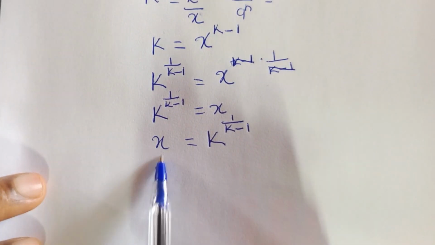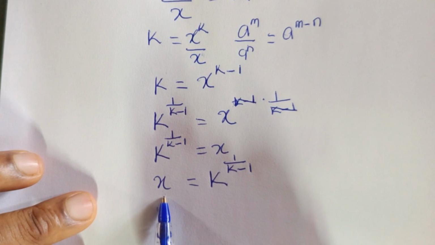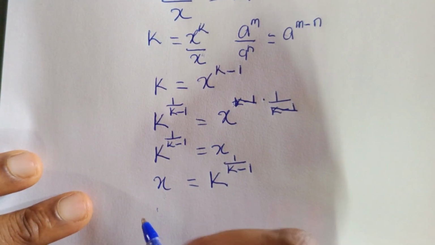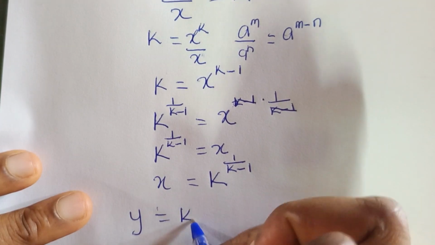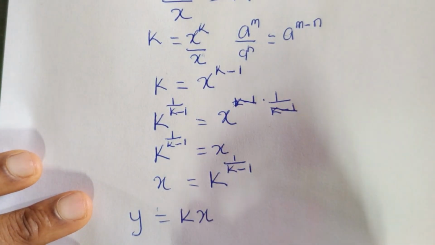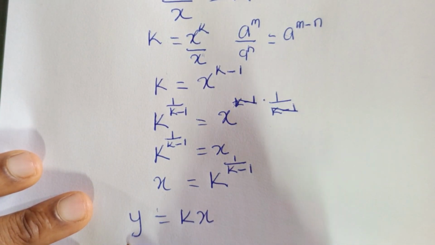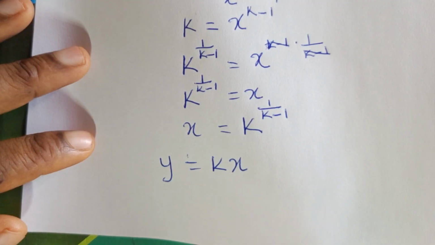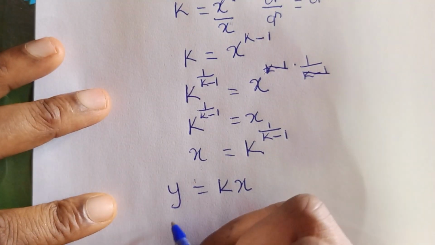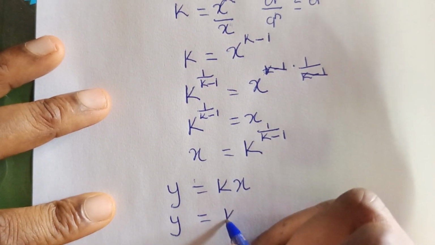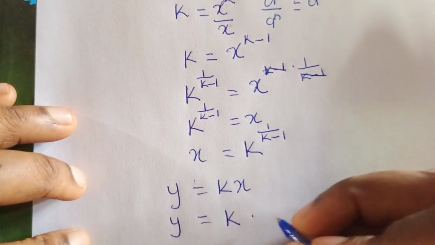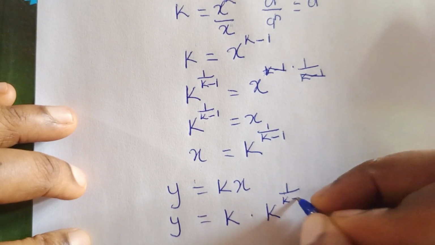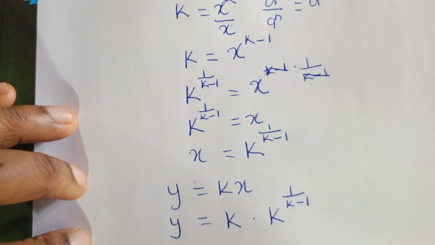Since we found x, let us substitute x into this formula, which is y equals kx, in order for us to find y. So here we have y equals k times the x, which is k raised to power 1 all over k minus 1. So we have substituted it.